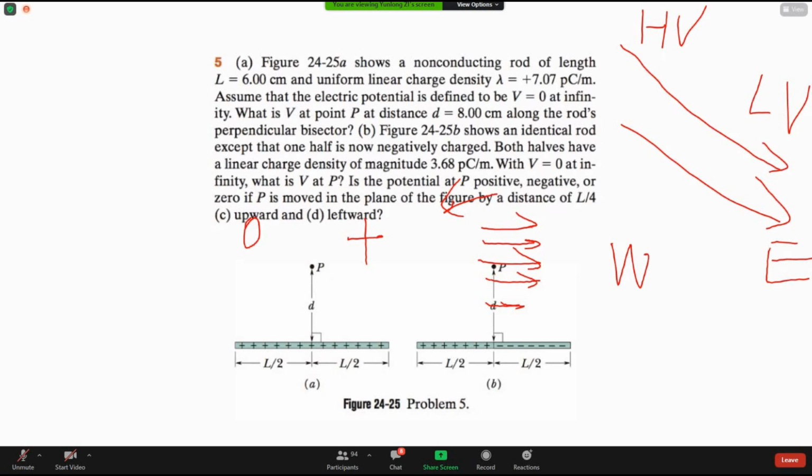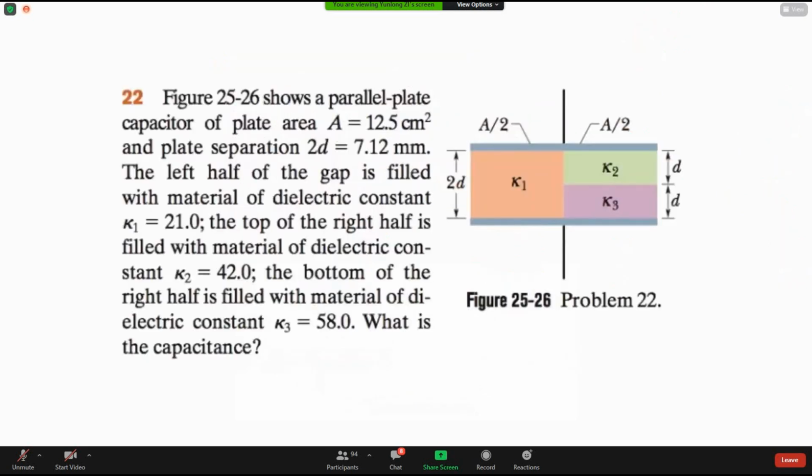There is not so much time, so let me skip to another one, which is about capacitance. This figure shows a capacitor of plate area A and plate separation 2D, and the left half has dielectric constant kappa 1. The right part is kappa 2 and kappa 3, stacked together in the right part. So what is the total capacitance?